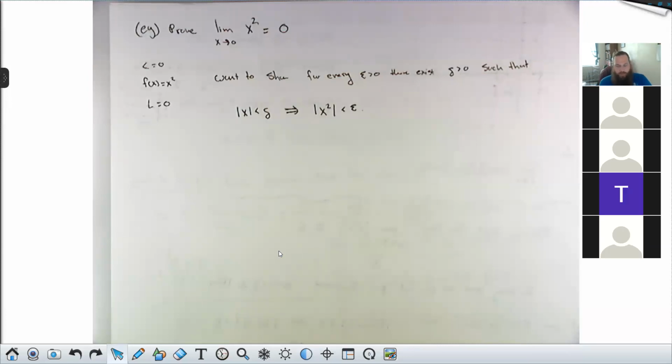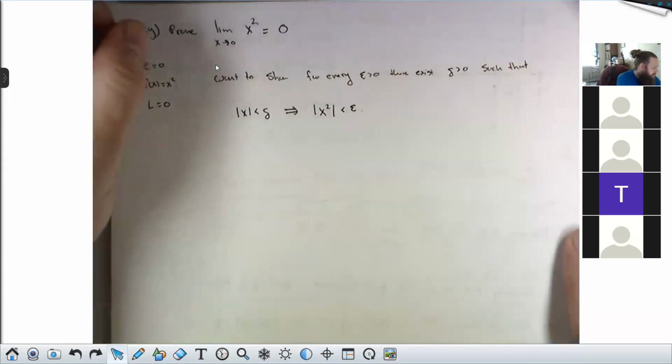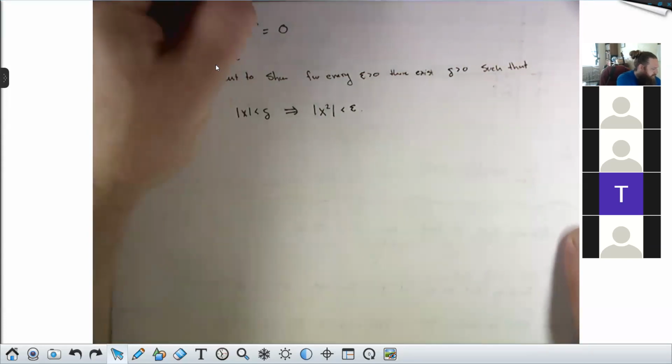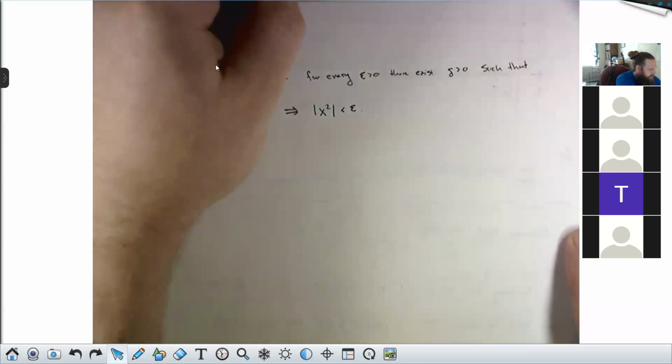What's the first sentence written? You have f of x equals x squared and L equals 0, and what's above those? What does that say? C equals 0, f of x equals x squared, and L equals 0. Okay. Yeah, so this up here, this is a lowercase c. C, f of x, L.